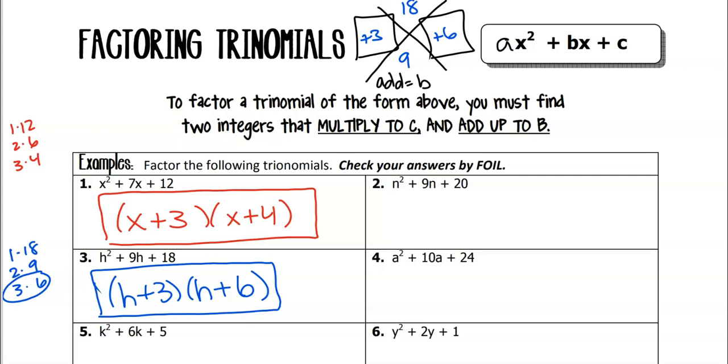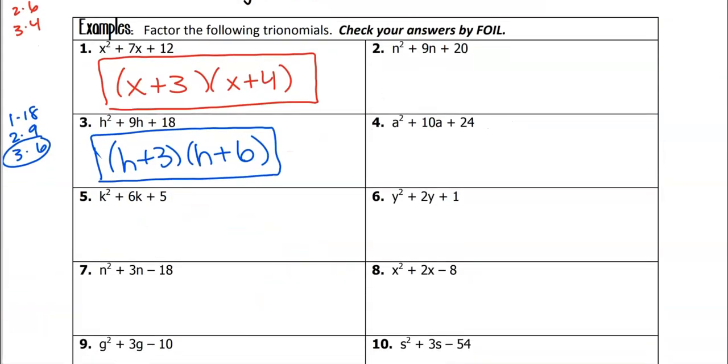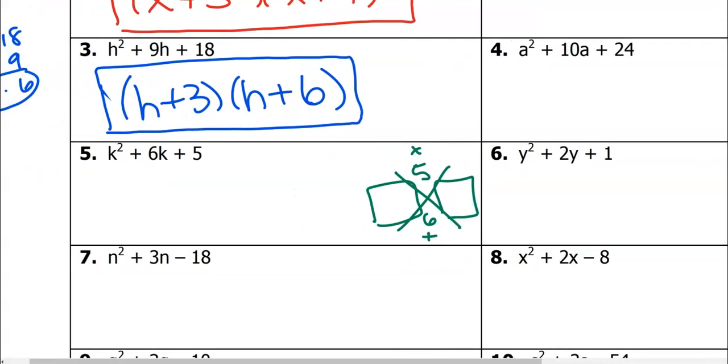All right, how about you try number 5? K squared plus 6k plus 5. So multiply, add. 2 numbers to multiply to give you 5, but add together to give you 6. 2 and 3? 2 plus 3 equals 5, but they have to multiply to give you 5 and add to give you 6.